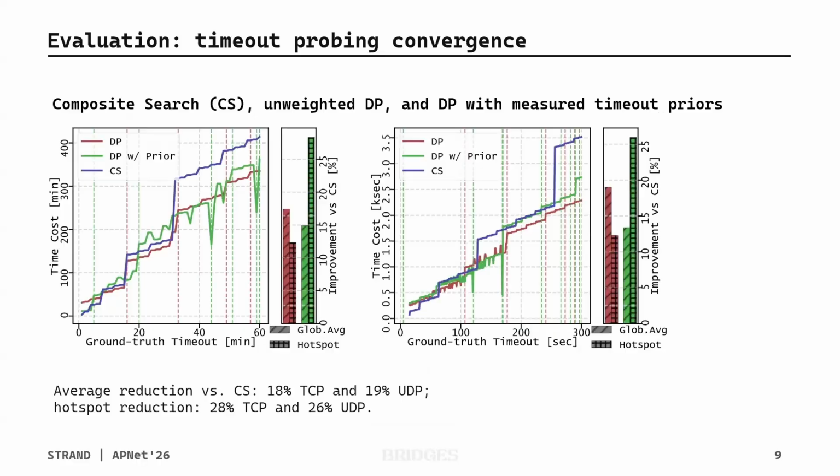Timeout simulation covered TCP values from 1 to 60 minutes and UDP values from 1 to 300 seconds. The unweighted dynamic programming algorithm reduced the average convergence time of the TMB search by 18% for TCP and 90% for UDP relative to composite search. At measured hotspots, weighted DP reported reductions of 28% and 26%, while some values between hotspots incurred extra cost.